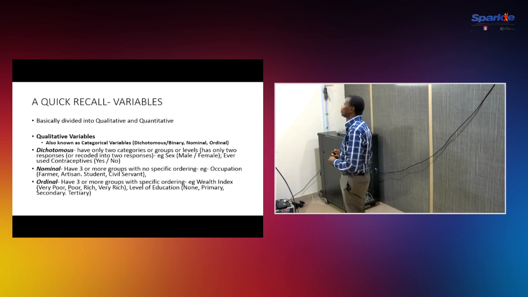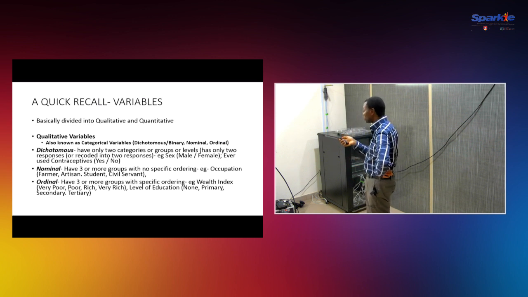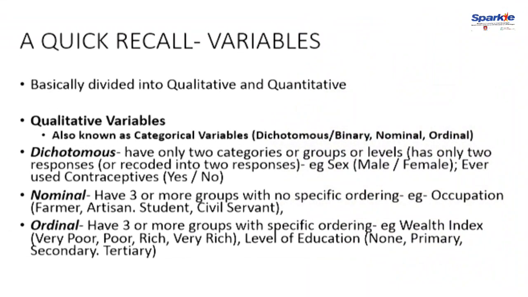A quick recall: variable into qualitative and quantitative. Qualitative variables, also known as categorical variables, can be dichotomous, can be binary, can be nominal, can be ordinal. When it is dichotomous, it has only two categories or groups or levels, has only two responses, or is recorded into two responses. I hope you are getting what I'm saying. Yes, sir. At what point will you recode into two responses?